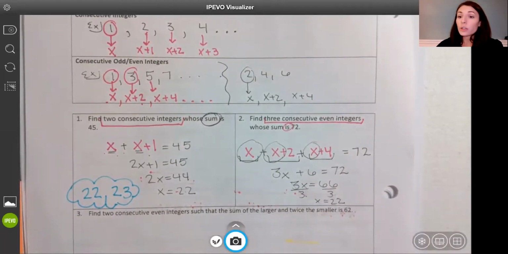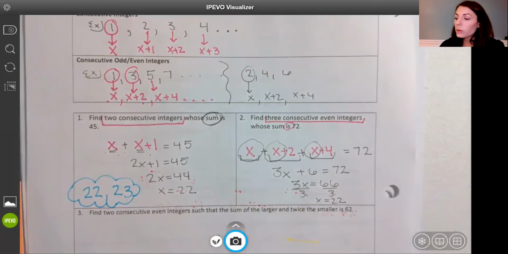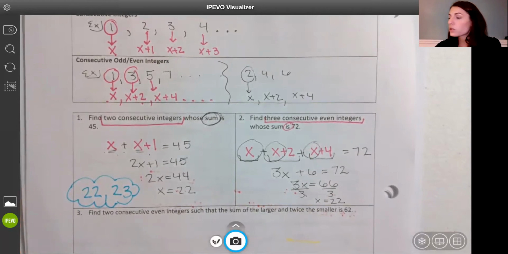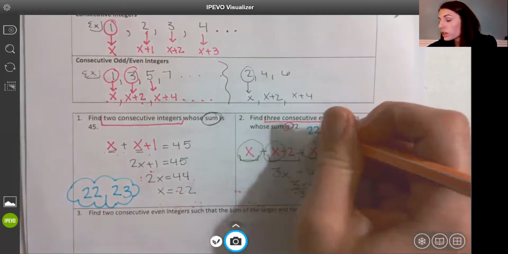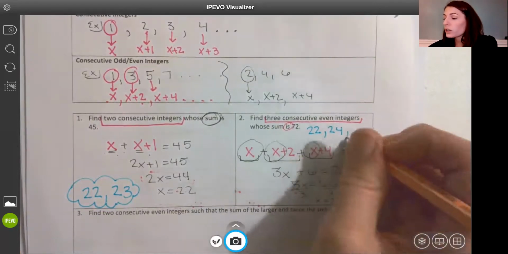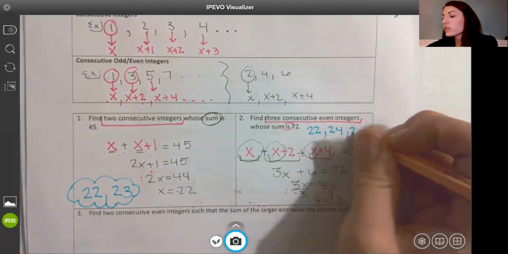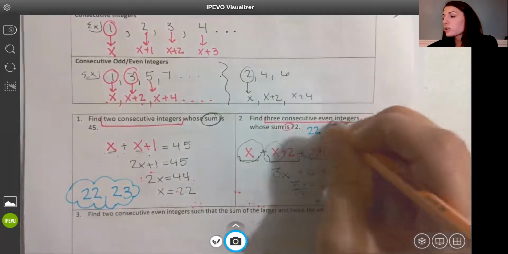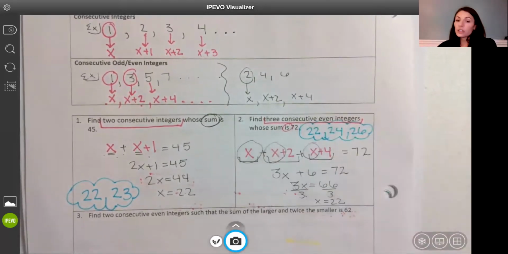Again, I don't want to just circle x equals 22 and move on. I want to find the 3 even integers. So if x is 22, then x plus 2, the next even integer would be 24, and x plus 4, the next even integer would be 26. Those are my 3 even integers that add up and give me 72.